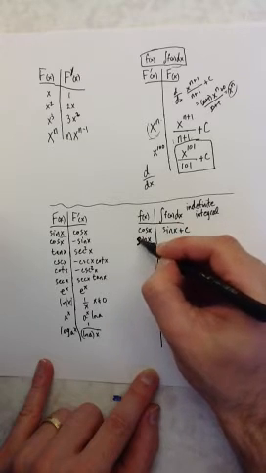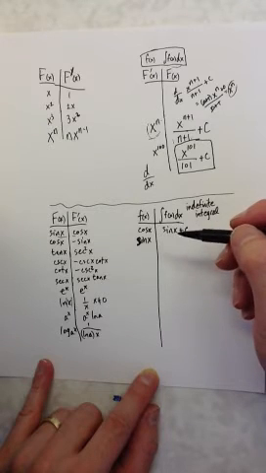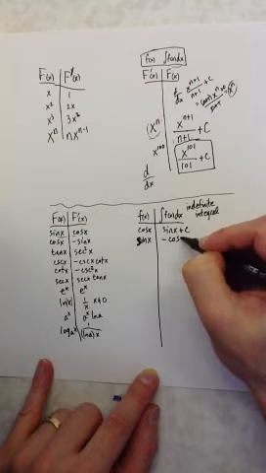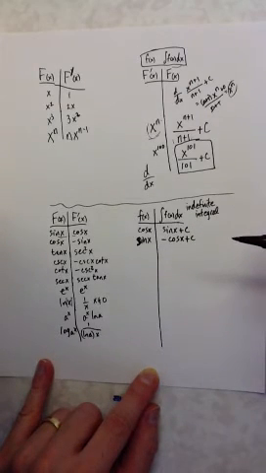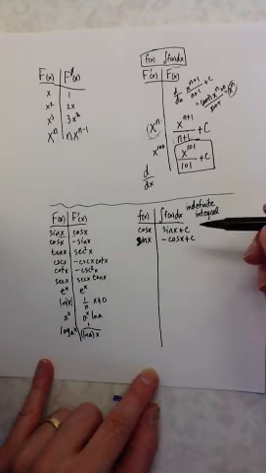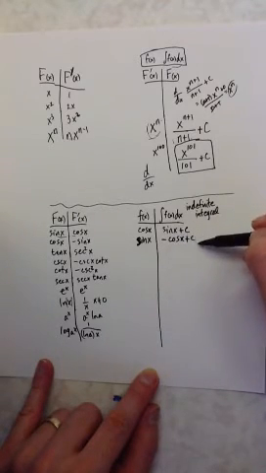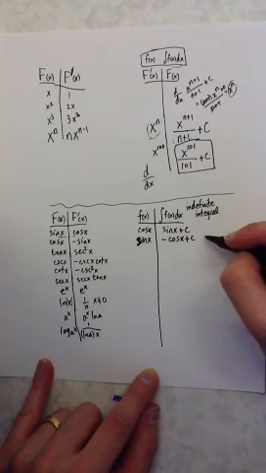So if our derivative is sine of x, what's the original function? Well, the original function is negative cosine x plus some number. And so what did I do? We can check this by taking the derivative of negative cosine x plus c. So let's do that over here.